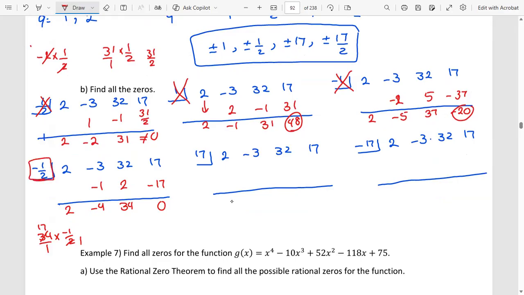Bring down 2. 2 times 17, 34 minus 3 is 31. 31 times 17, which is 527, plus 32, 559. 559 times 17 again is 9,503. So for sure it's not a 0 if you add them together.